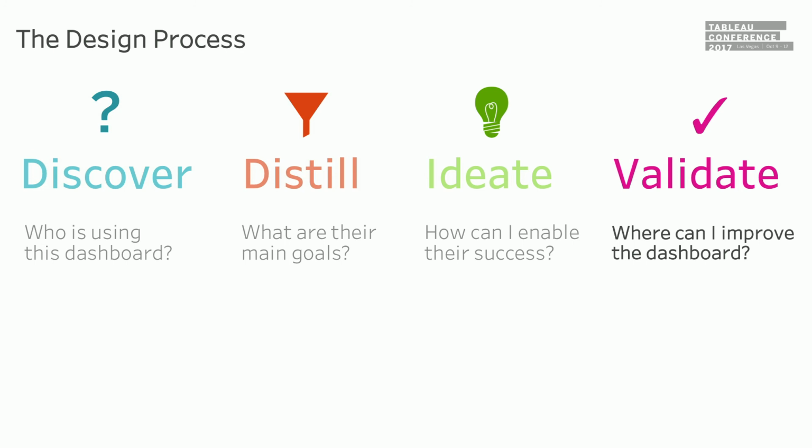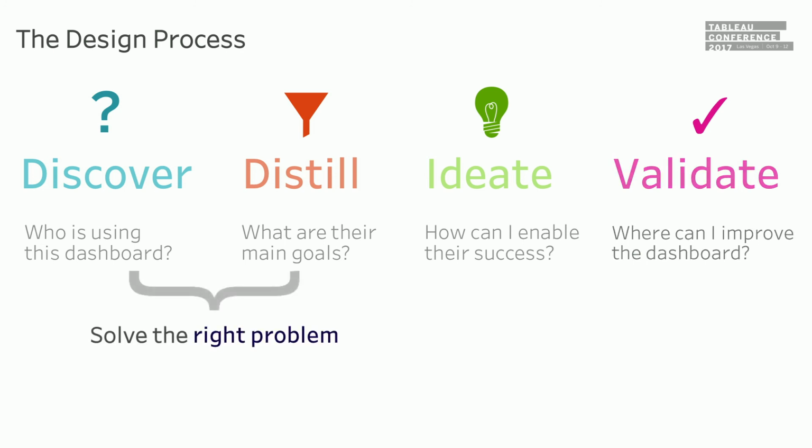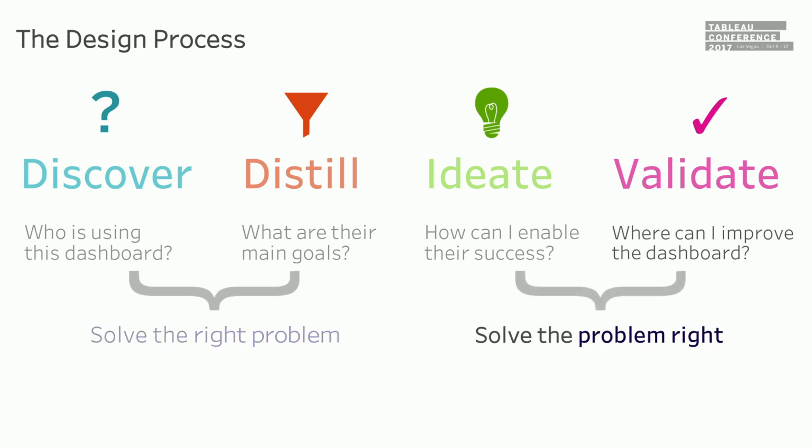So a really good way to think of these 4 phases is that the first 2 are about making sure we're solving the right problem. If we skip discovery and distill, we might make a great dashboard that really gets at the wrong things that our users didn't really need. The next 2 phases are about solving the problem the right way. So once we know what our users need, let's make sure that the visualizations we have and the way that we've laid everything out is something that makes sense for them so that they can answer the questions that they're looking for.